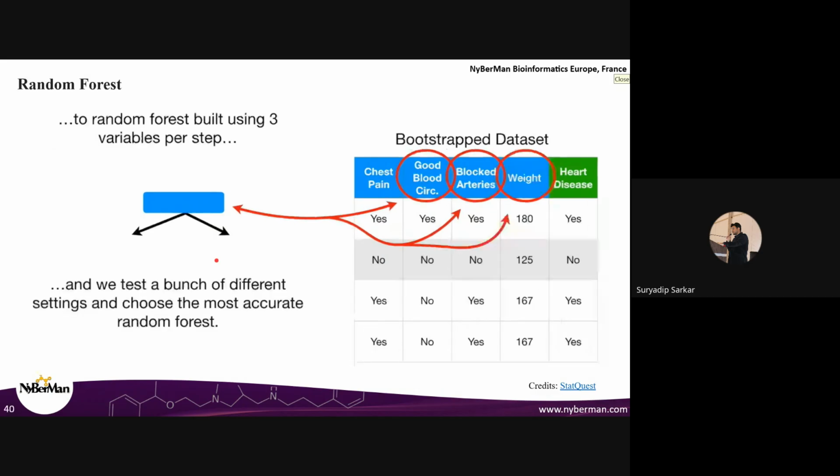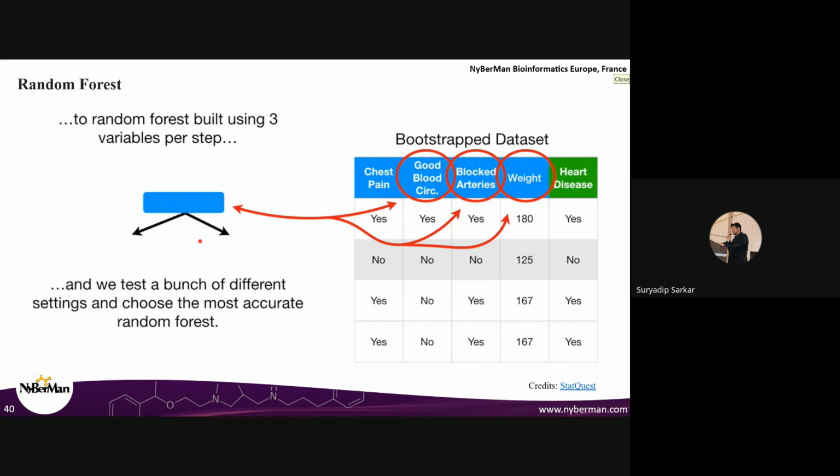Now, I can also do this using 3 features to compete for a single decision node, right? For example, at this stage, instead of only choosing randomly good blood circulation, blocked arteries, I chose good blood circulation, blocked arteries, and weight because I have set this value to 3, right? And then now these 3 compete amongst each other to figure out which one will form the root node.